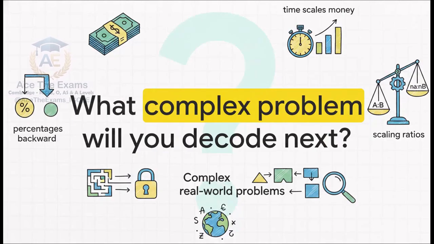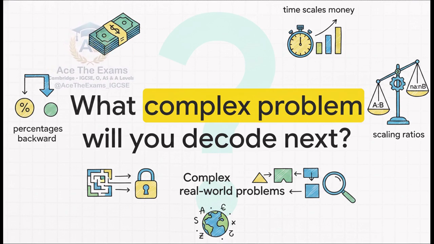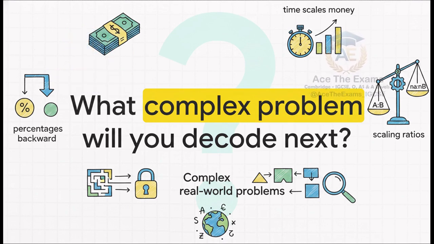Whether you're mastering a Cambridge syllabus exam, evaluating a massive bank loan, or simply scaling up a small business venture, these 4 tools give you a rock-solid blueprint for solving proportional puzzles. You now know exactly how time scales money, how to trace percentages backward, and how to scale and divide ratios perfectly. But my final question to you is this: what complex real-world problem will you decode next? Take this toolkit and go conquer the numbers.